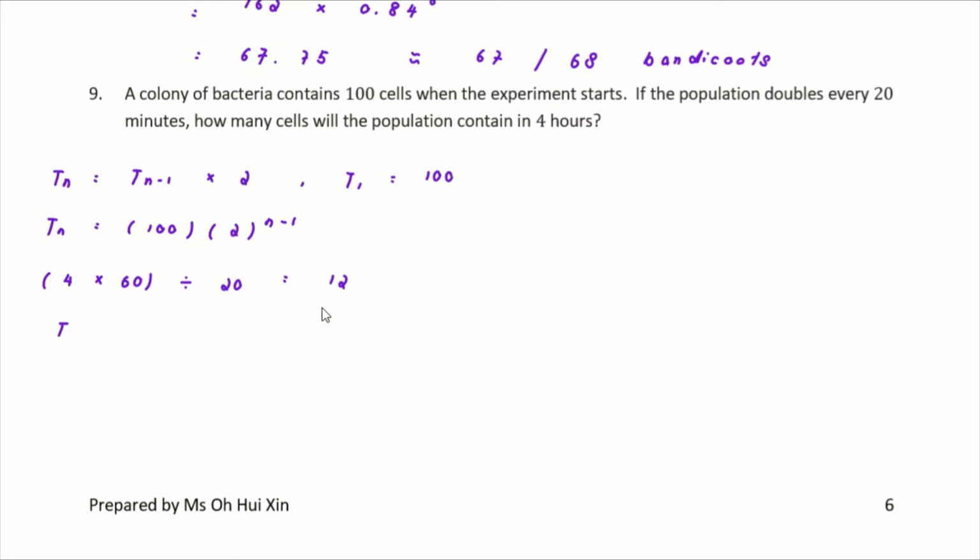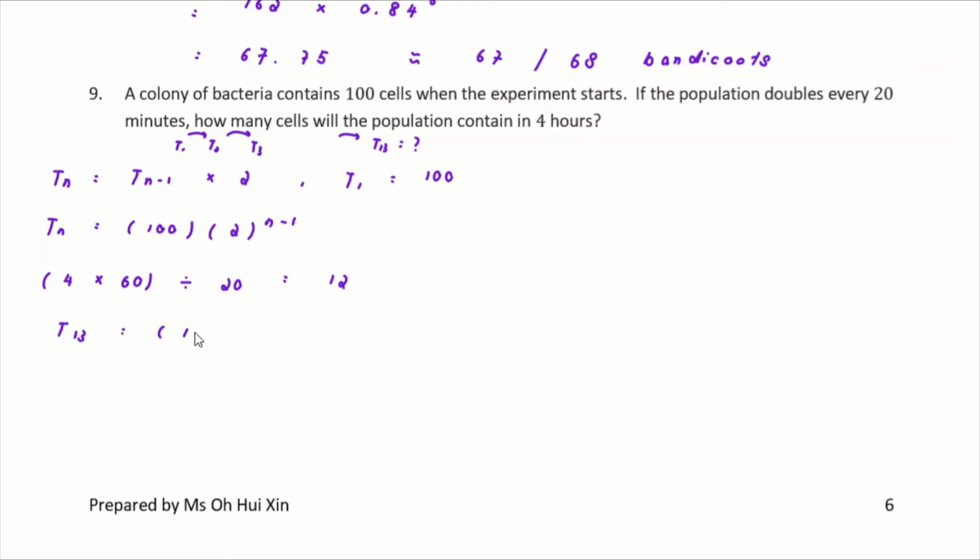Is it T12 or do you have another idea? It should be T13, because you want to find out how many cells the population contains in 4 hours, which is after 12 times of 20 minutes. Your first term is when the experiment starts. Let me write it down like this: T2 minus T1 is the first 20 minutes, then the second 20 minutes ends at T3. So after the 12 twenty-minute periods, it will be T13, and that is what we want to find. That's why we are using the 13th term. I hope you can get the idea.